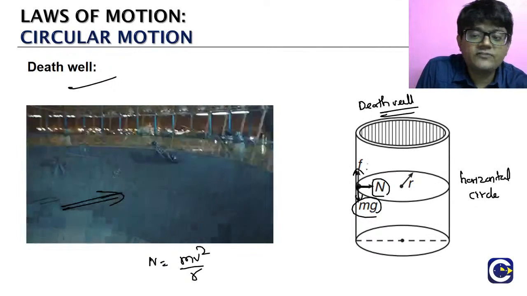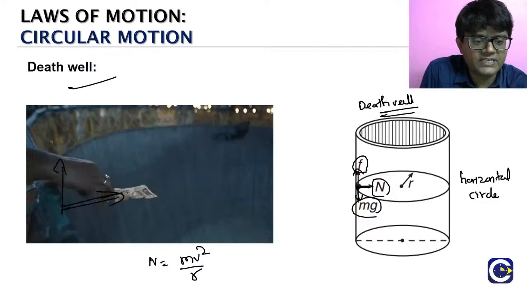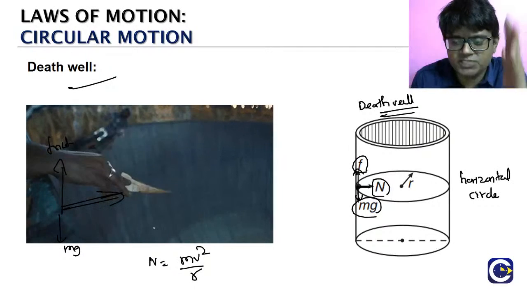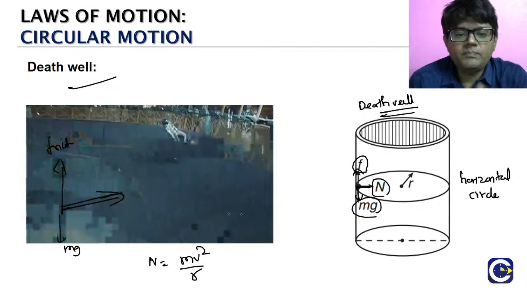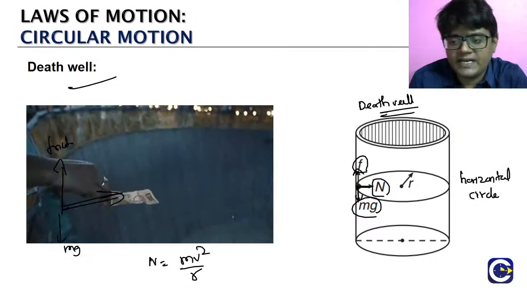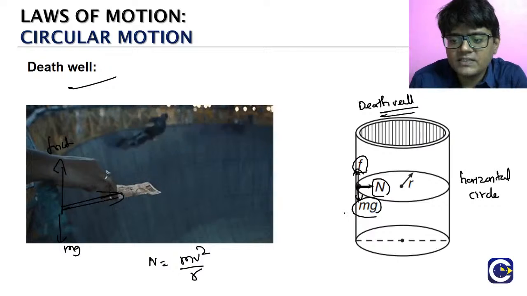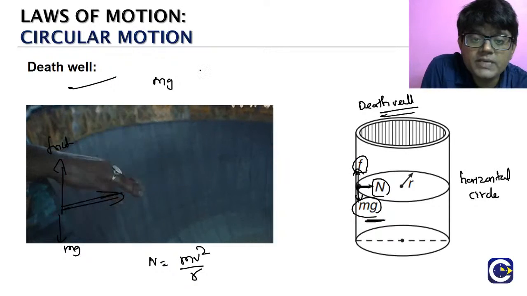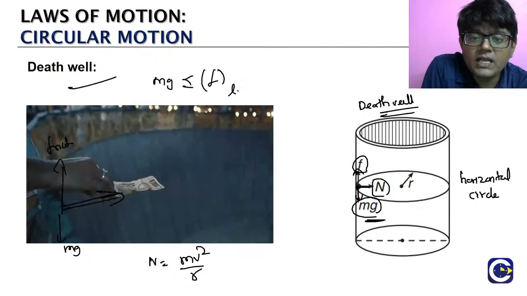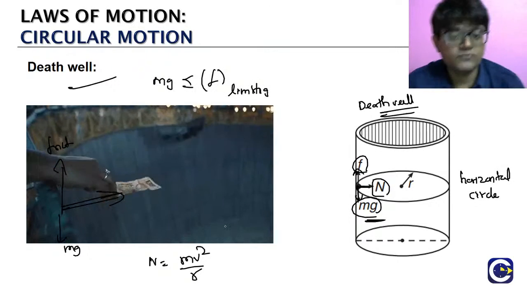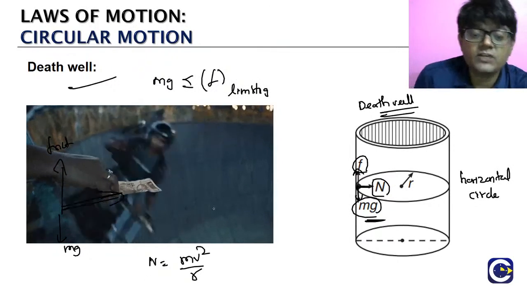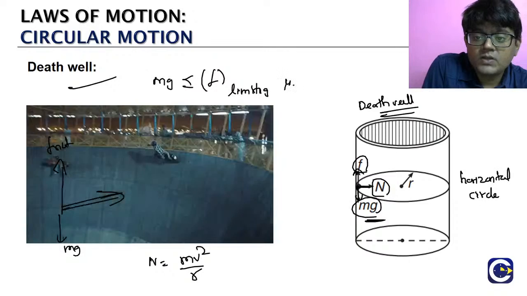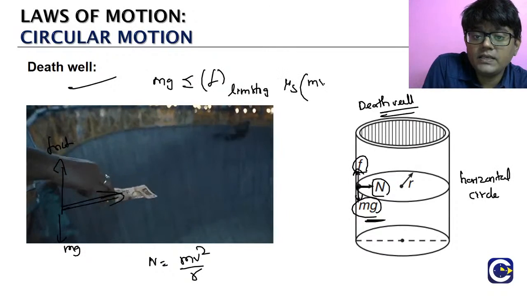What will oppose it? Friction. If the weight is acting downwards, friction will be acting upwards, opposing it. So for the people to go safely in the death well, what is the condition? The value of mg should be less than or equal to the limiting value of the frictional force. What is the limiting value of frictional force? Mu s into normal reaction, and the normal reaction is mv square by r.